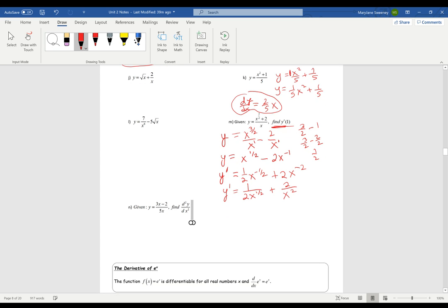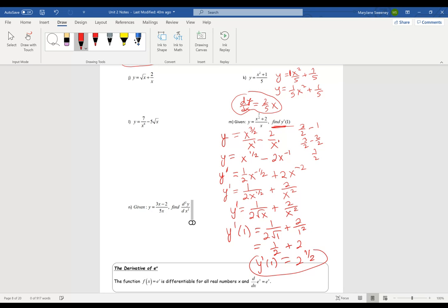So we're flipping our negative exponents down. Then it makes sense here to write that as square root, because it's to the 1/2 power. And y prime of 1 then is 1 over 2 square root of 1 plus 2 over 1 squared. That's a half plus 2, which is 2.5, is y prime of 1.